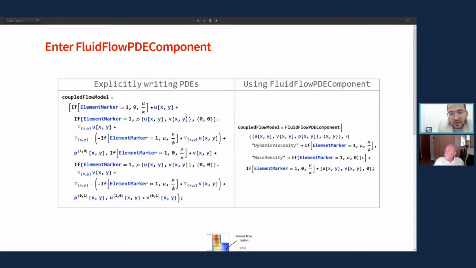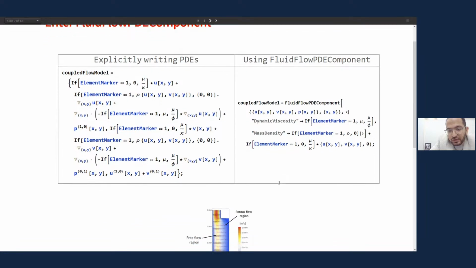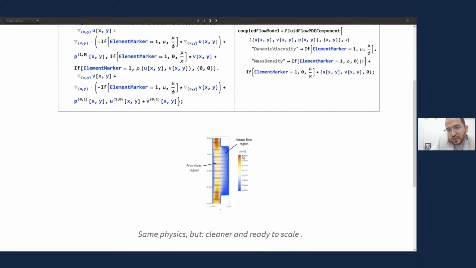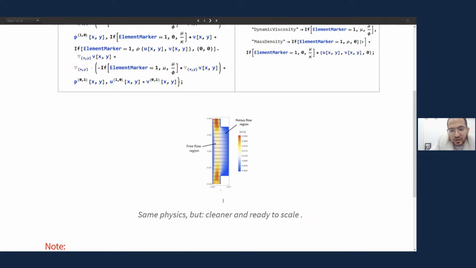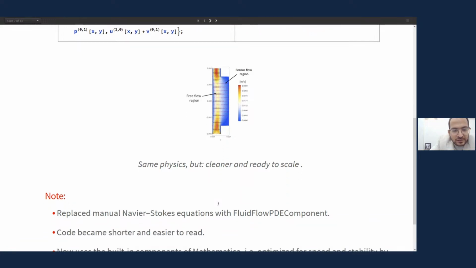And so when we implement the fluid flow PDE component in our geometry to model the free flow, what you see is that you go from this messy code on the left to a very compact and very modular code on the right, where you simply have a fluid flow PDE component, and the dynamic viscosity and mass density very beautifully go inside that component, and it gives you the same solution. All right, same physics, but much cleaner and ready to scale.